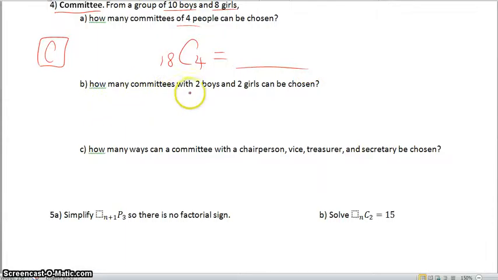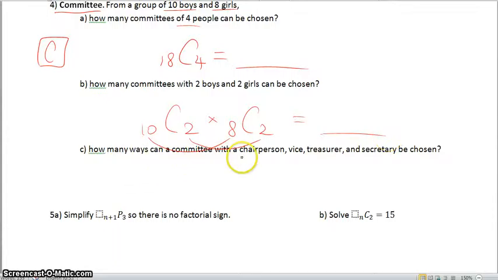How many committees with 2 boys, 2 girls? Okay, easy. 10 boys, you choose 2. All right. 8 girls, you choose 2. So total 18 people, you're choosing 4 from them, but there's some restriction. They have to be boys, they have to be girls, all right, and then you must just multiply the answers.